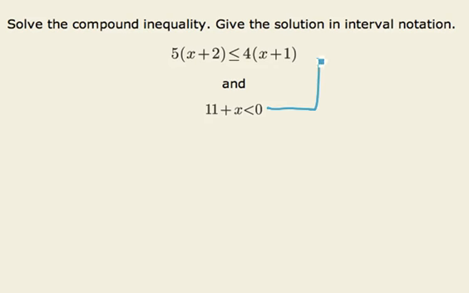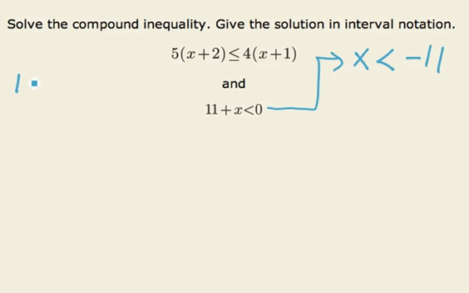This second one is probably the easiest one to rewrite, so let's rewrite that one first. Let's just go ahead and subtract 11 from both sides, and we see that x has to be less than negative 11. Right? This other one, if we want to write it in this nicer form, x less than something, x greater than something, x less than or equal to something, x greater than or equal to something, we need to multiply through our 5.